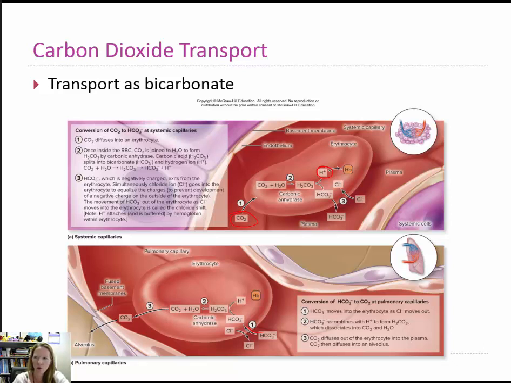So it's interesting how this whole process is going to take place and how it can move around disguised as CO2 like that.